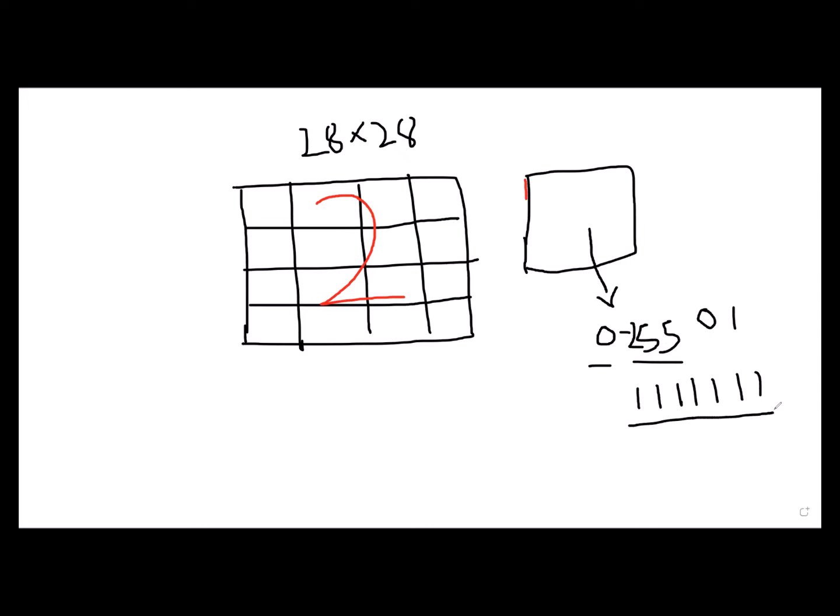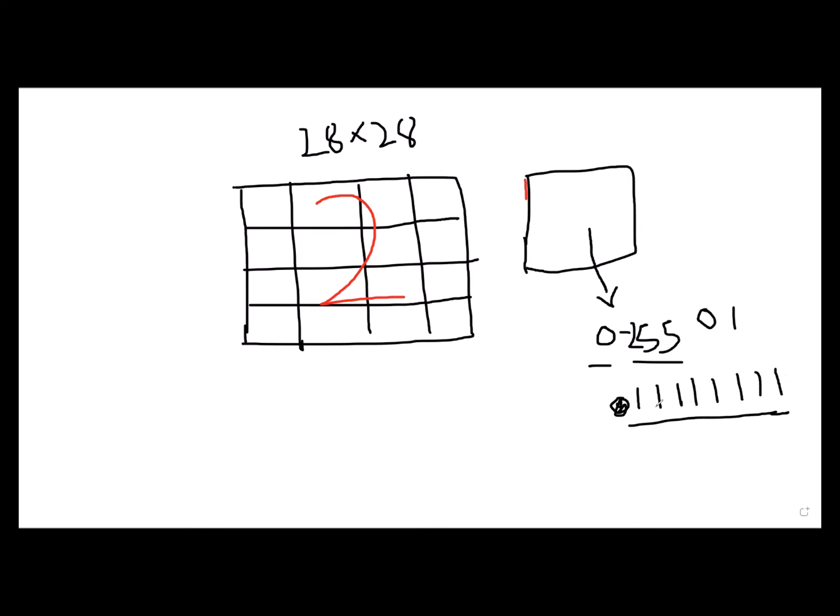It is binary, 7 ones and the last one is 0. This is, I think, all ones: 3, 6, 7, 8 ones. Then it is 255. Okay. How does the computer recognize whether it is 1 or 0?